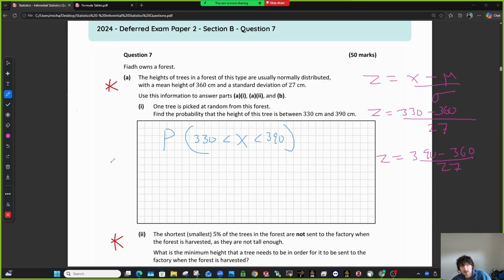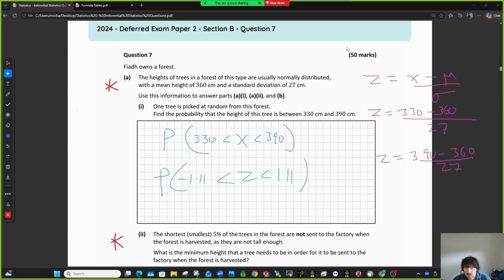Once you type those into your calculator, you can convert that blue statement there into this blue statement, which is with z's. So let's type that in. 330 minus 360 over 27. So that's a z-score of minus 1.11, 2 decimal places always, because that's what the tables book works with. And then 390 is a plus 1.11. Now that's an easy one because that's pretty symmetrical.